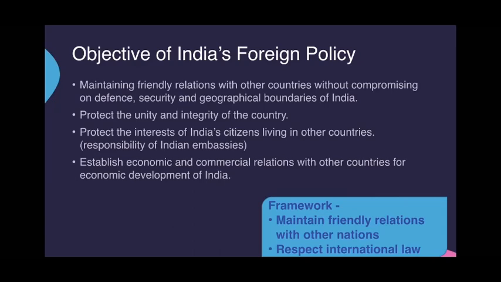The second one is protect the unity and integrity of the country. Third, protect the interest of India's citizens living in other countries. Now, this is the responsibility of Indian embassies. Indian citizens who are living abroad can approach the Indian embassies in the other country, and whatever problems they have, they can get them resolved. Fourth, establish economic and commercial relations with other countries for economic development of India.